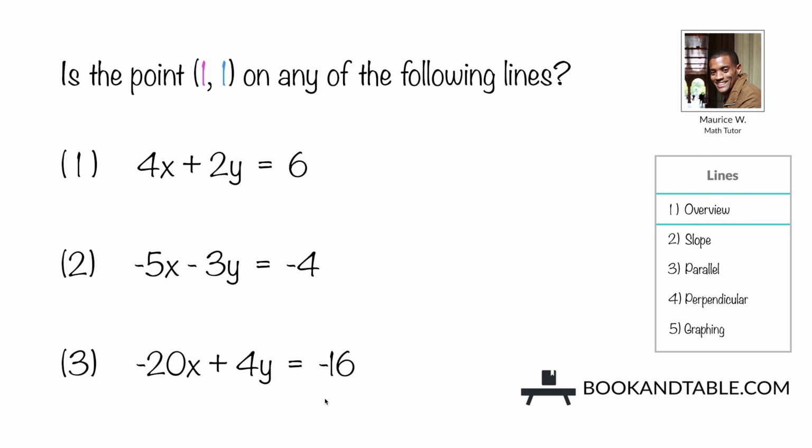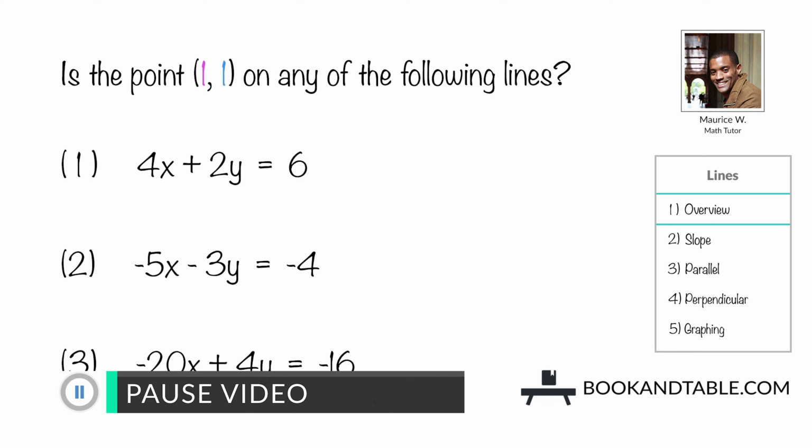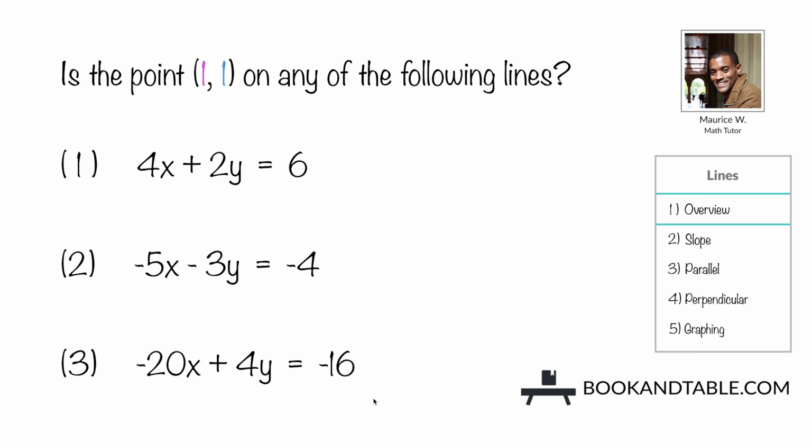Is the point 1, 1 on any of the following lines? Question number 1, 4x plus 2y is equal to 6. Question number 2, negative 5x minus 3y is equal to negative 4. And question number 3, negative 20x plus 4y is equal to negative 16. Pause the video, answer these questions, and then press play when you are ready to begin.